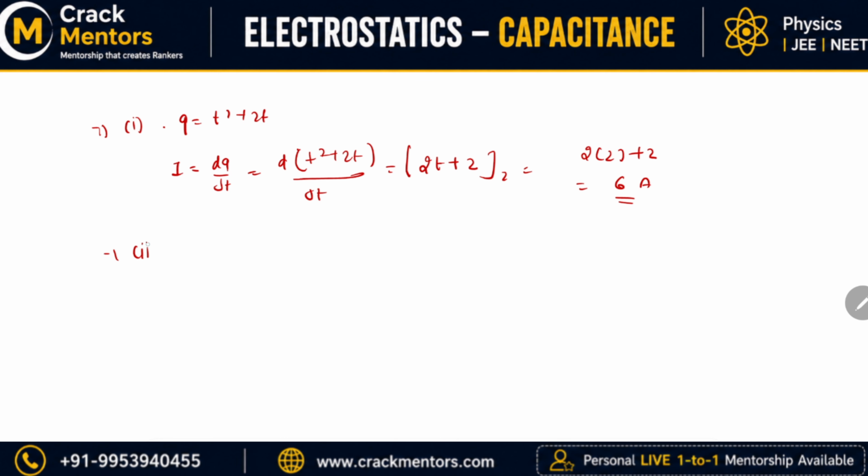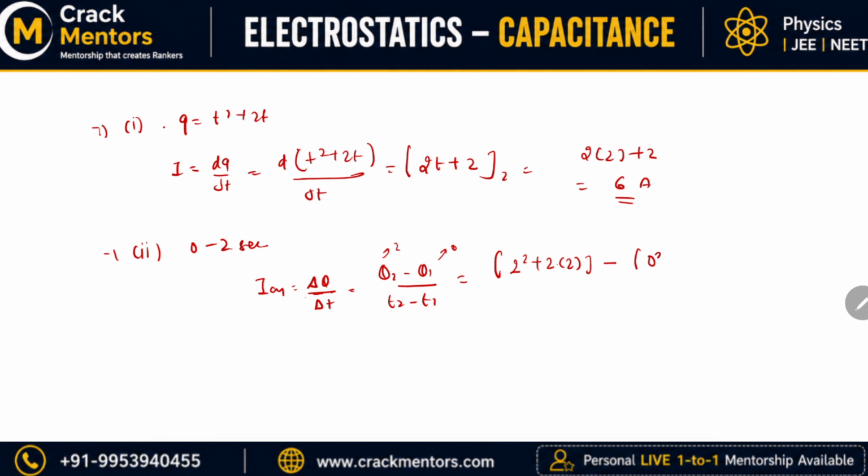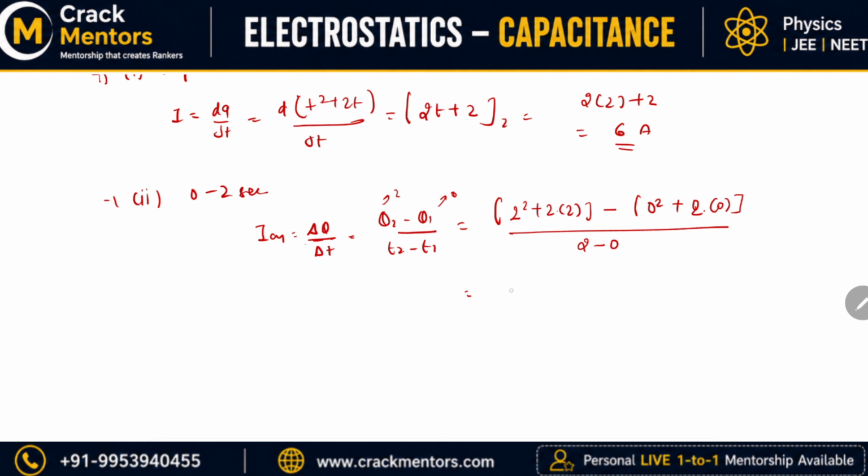Now what is the average current that has flown from 0 to 2 seconds? If you remember, average current is simply delta q by delta t. So I can write q2 minus q1 by t2 minus t1. Finally I am at 2 seconds, and initially I was at 0 second. So this can be written as 2 square plus 2 into 2, minus 0 square plus 2 into 0, upon t2 minus t1, that is 2 minus 0. This is 8 minus 0 upon 2, that is simply 8 by 2, which is equal to 4 ampere.